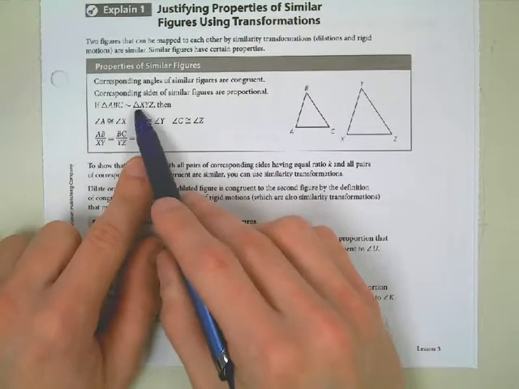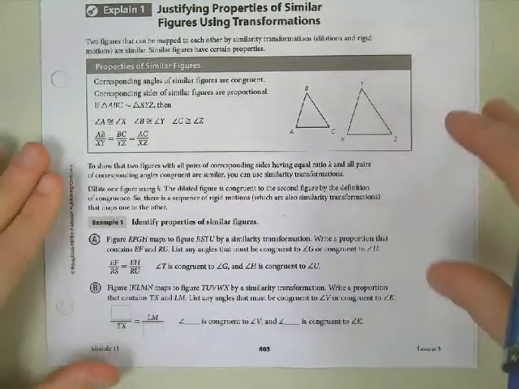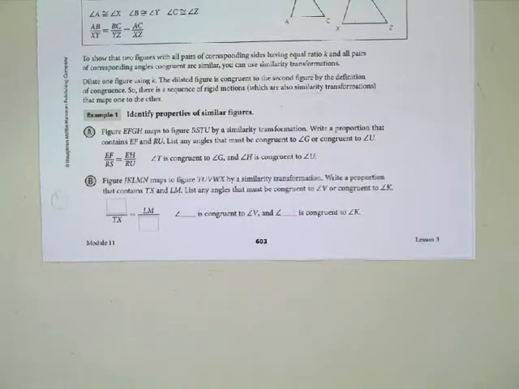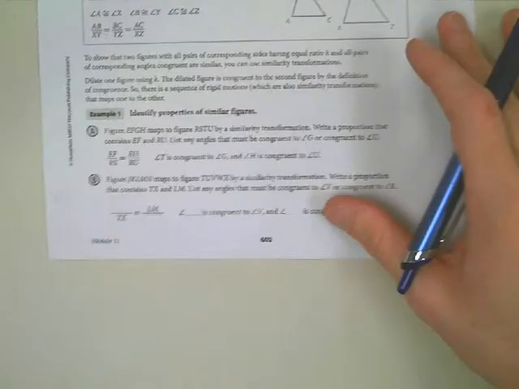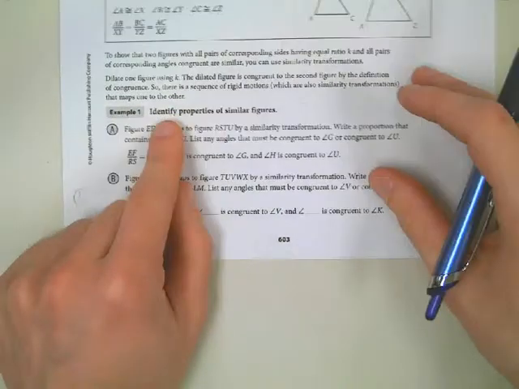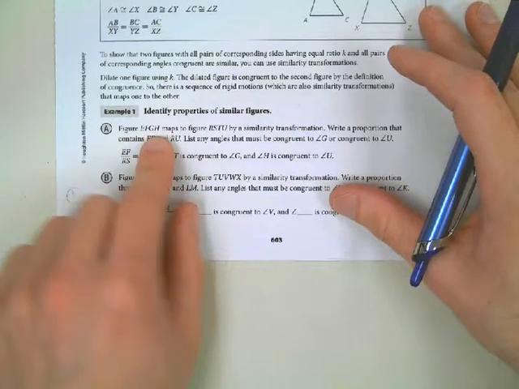All right, if we scoot down here to look at the bottom of page 603, we can see that here, for example, we're told to identify properties of similar figures. It says figure EFGH maps to figure RSTU by a similarity transformation. Write a proportion that contains EF and RU.